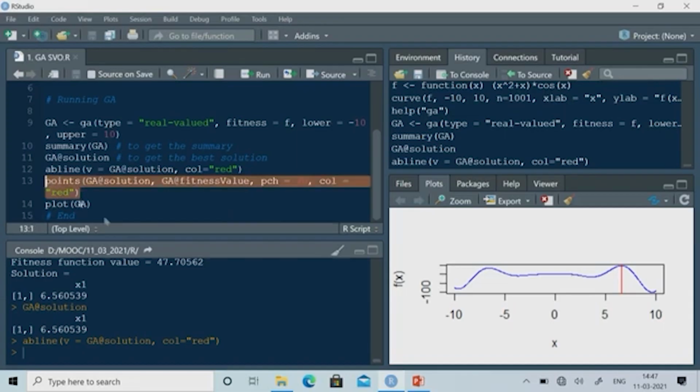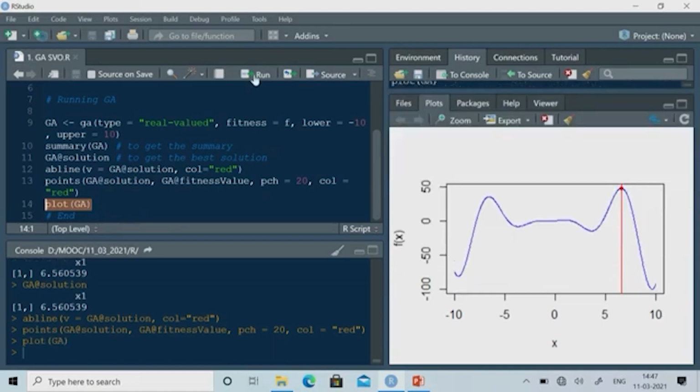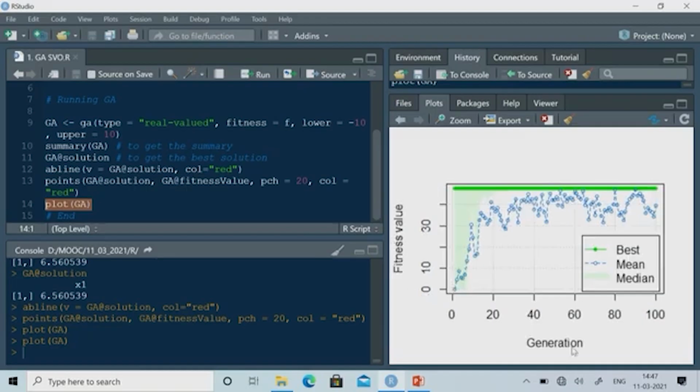So, if I execute this particular line, then you can see that this is the optimal point. I am just putting an optimal point in this particular function, and then I can plot GA. I will get the fitness versus generation curve. If I execute this line, I will be getting fitness versus generation.